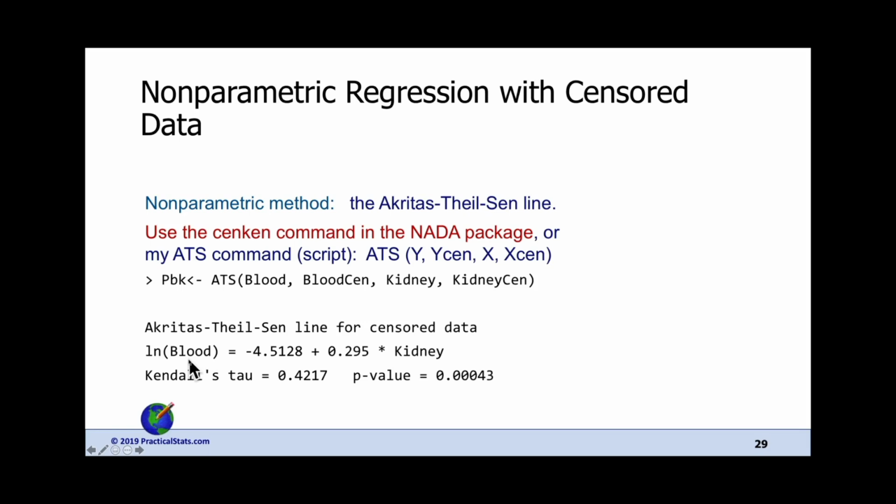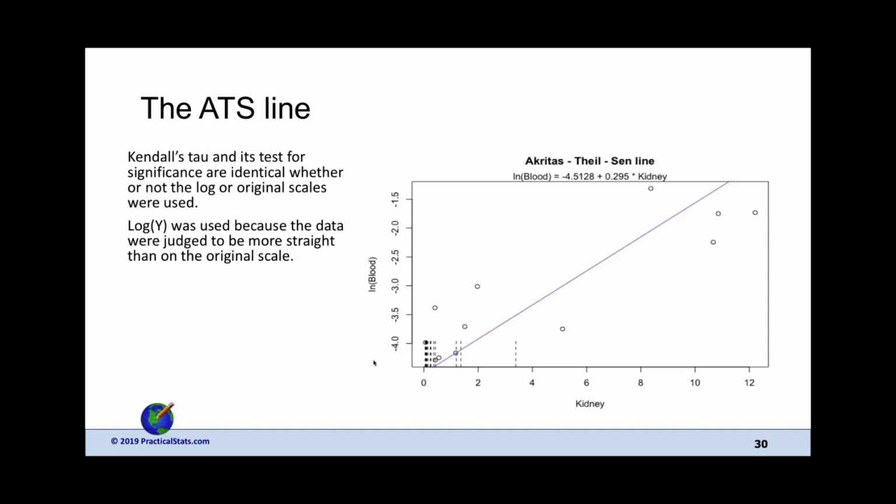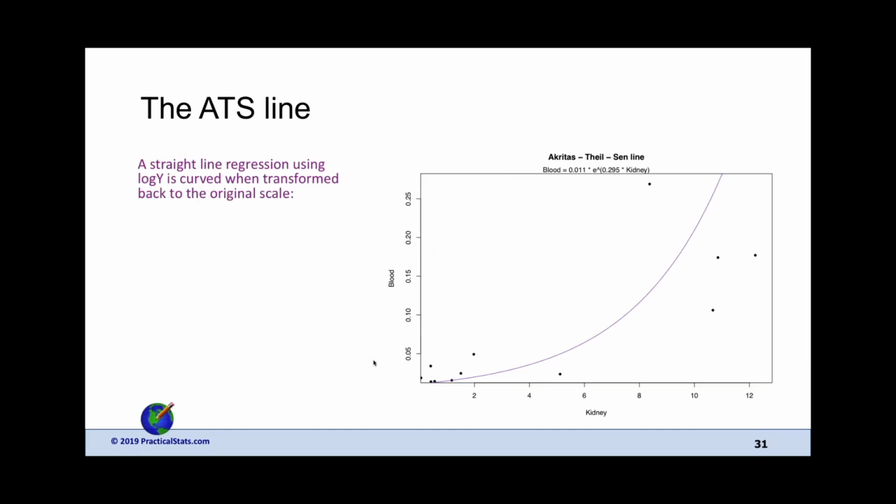Just the original blood concentrations look much more like a curve. And so this intercept and slope are actually pretty close to the regression, which tells you that the residuals in the MLE were pretty close to a normal distribution. Anyway, you can plot the ATS line here with the log on the y-axis, and you can retransform it and get the nice curve as well. All that's done in the ATS command for you.